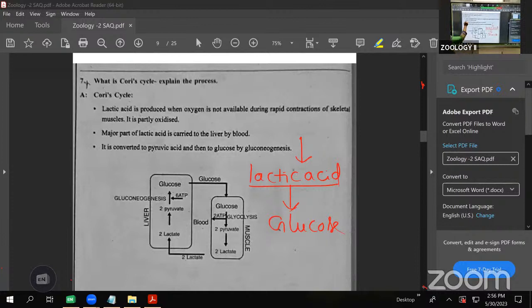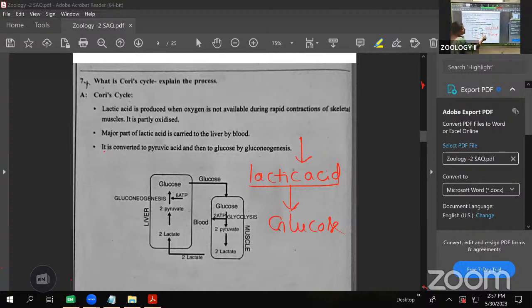How does it happen? Lactic acid is produced when oxygen is not available during rapid contraction of the skeletal muscle. Also, it is partly oxidized. Next, the major part of the lactic acid is carried to the liver. They carry it to the liver in the blood, and it is converted first into pyruvic acid, and then into glucose. I'll explain. See this one.